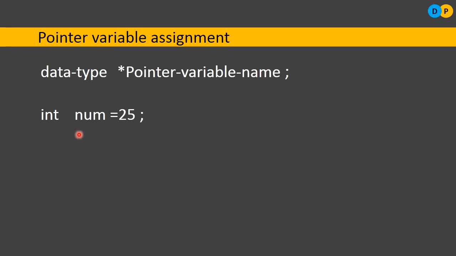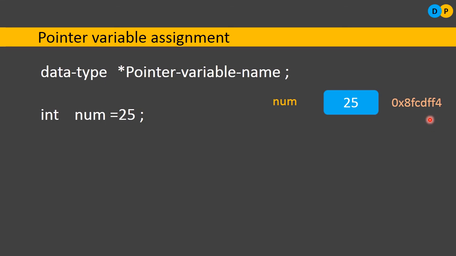Now let us say I have declared a variable. How can I say this is an ordinary variable? Because there is no asterisk symbol here. So num is an ordinary variable of type integer, and it is holding the value 25. Pictorially, as soon as this statement is executed, the compiler will allocate some address to the variable num. The variable name is num, it is holding the value 25, and the address is some hexadecimal address like 0x8fcdff4.